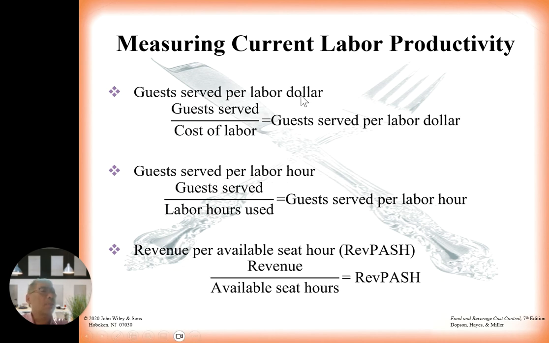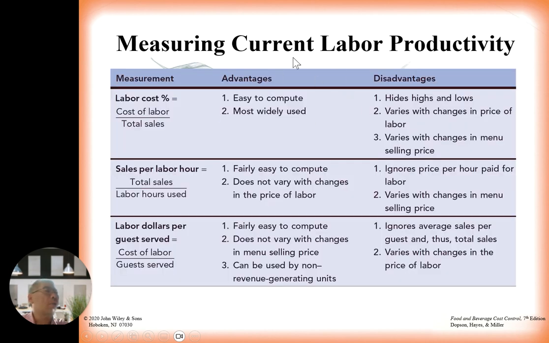In terms of gas served per labor dollar, gas served divided by cost of labor equals gas served per labor dollar, while gas served per labor hour equals gas served divided by labor hours used. Revenue per available seat hour will be revenue divided by available seat hours. So this is going to give you an example of the measurement here.